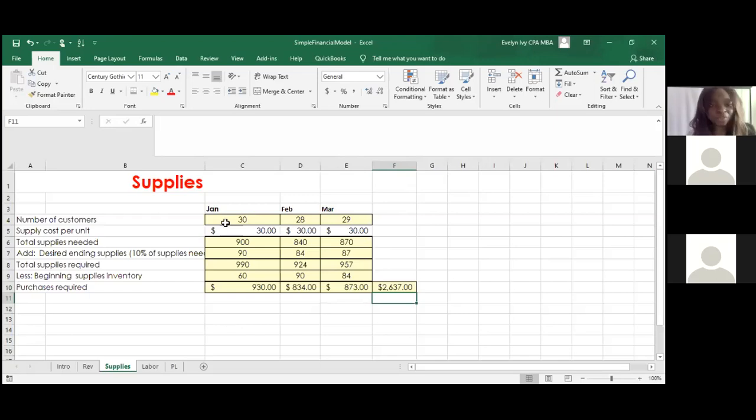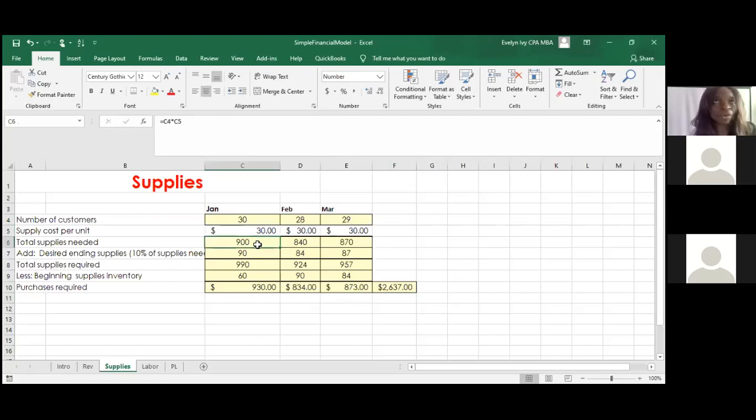So the number of customers you have is the same as we predicted in the revenue model: 30, 28, 29. For each customer, we budgeted about $30 of supplies. Maybe it's printing papers, whatever, depending on the product or the service. So we know to serve each customer we need about $30 worth of supplies, so the supplies I would need to serve them is 900.